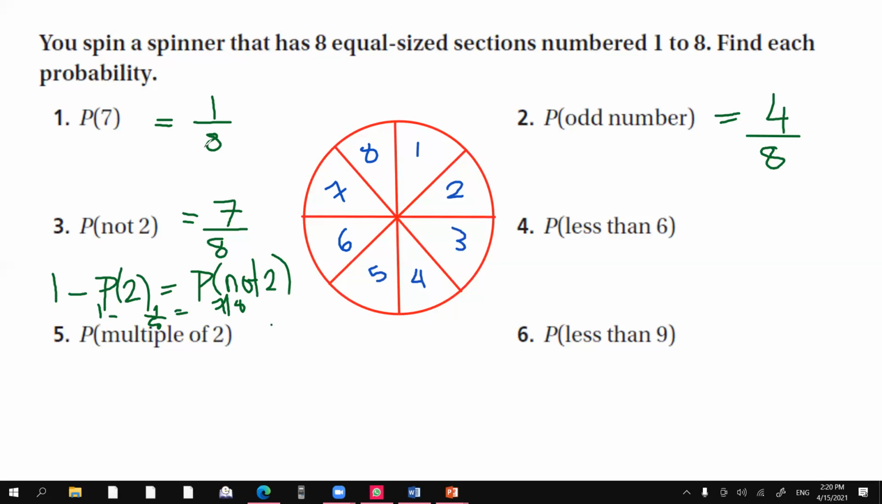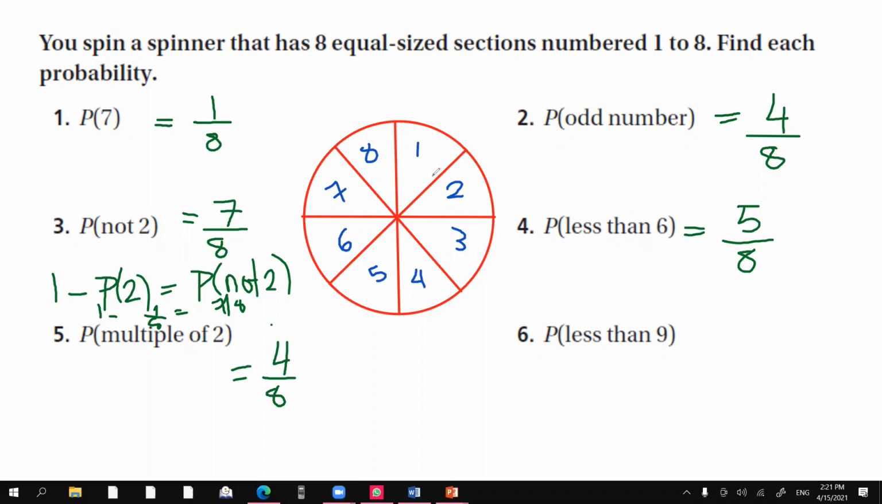Number 4, probability of less than 6. How many numbers are less than 6? 5. So I have 5 over 8. Now, how many numbers are a multiple of 2? 4 over 8. We can have 2, 4, 6, or 8. So we have 4 over 8.